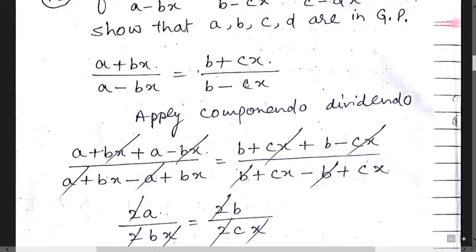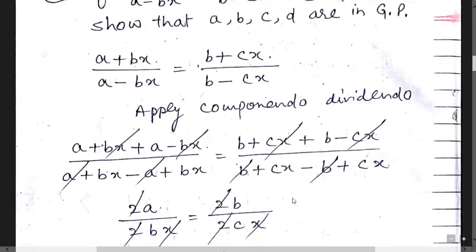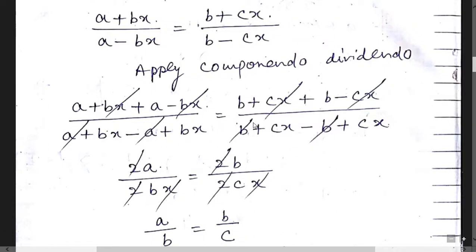In the numerator on the right hand side. And in the denominator you have to subtract the numbers, A minus B and C minus D. Now what to do here? A plus Bx plus A minus Bx, and A plus Bx minus A plus Bx. Similarly on the right hand side. The terms cancel with each other. 2A divided by 2Bx and 2B divided by 2Cx.